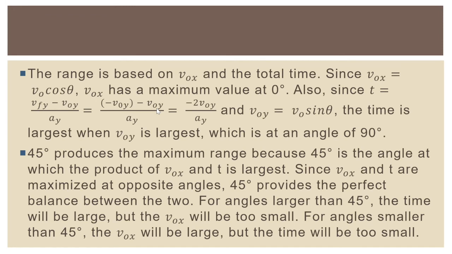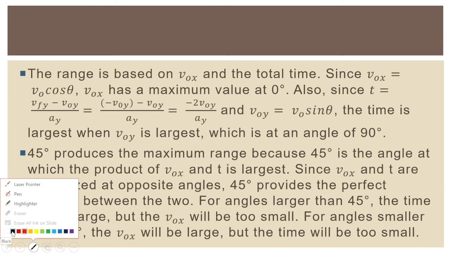And so since V naught x and t are maximized at opposite angles, V naught x is maximized at 0, t is maximized at 90, 45 degrees provides the perfect balance between the two. For angles larger than 45 degrees, the time will be large, but the V naught x is going to be too small. And so the product of V naught x and t is not going to be big enough to give you that maximum range. For angles smaller than 45 degrees, the V naught x will be large, but the time will be too small. And so the product of the two of them is not going to be big enough to give you the maximum range.